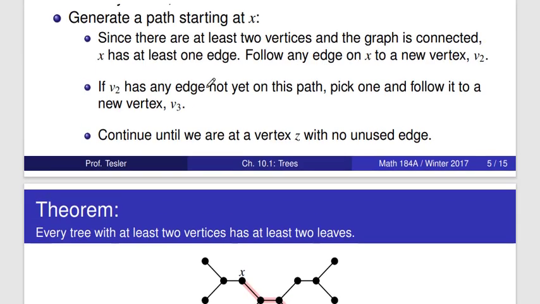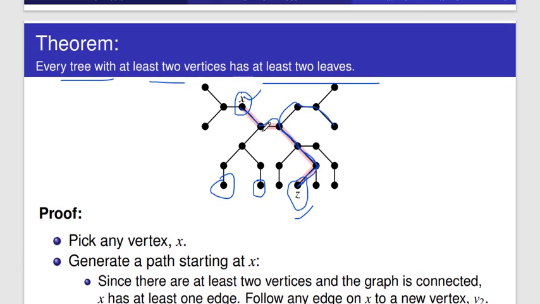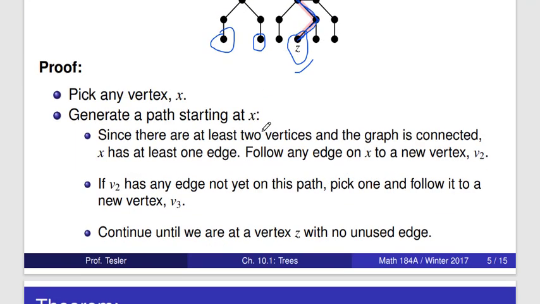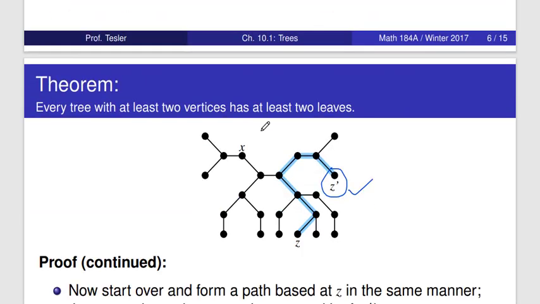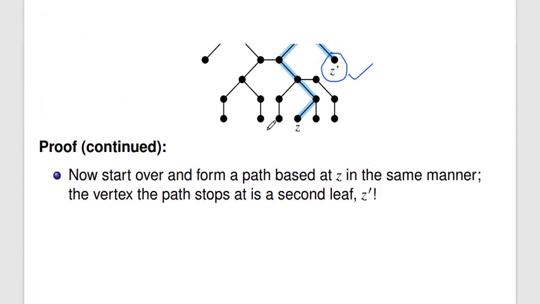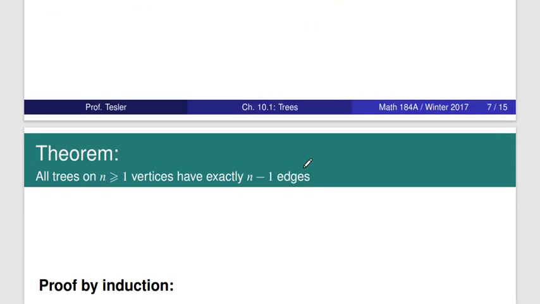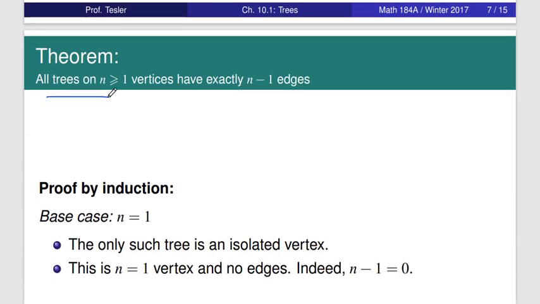From the graph we can see the number of leaves, but from the theorem point of view we have to solve it from path to path. So every tree with at least two vertices has at least two leaves. Then this theorem is most important.